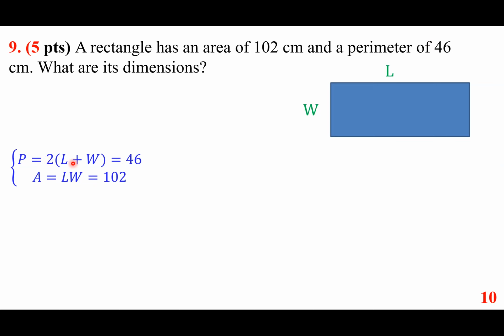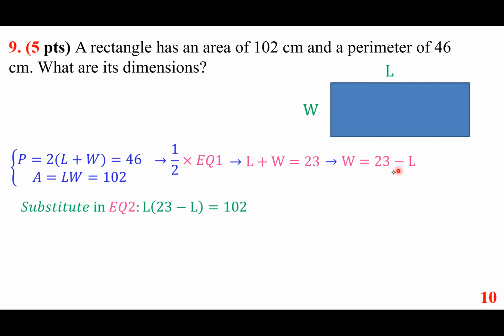Let's get rid of the 2. It makes it easier then for the substitution. I divide by 2 or multiply by 1/2. And I can solve either for L or W. And now if I put it in here, L times W becomes L times 23 minus L, which is 23L. Let's write it at the top of it.